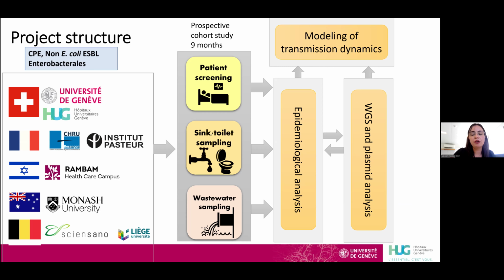It's a prospective cohort study that will run for 9 months, in which we will include routine patient screening in selected study wards for looking for CPE and ESBL Enterobacterales. And simultaneously, we're going to sample sinks and toilets and wastewaters to look at the transmission dynamics between the different compartments. We're going to run 2 types of analysis. We're going to have an epidemiological analysis looking into patient-related factors, ward-related factors, and hospital-related factors.